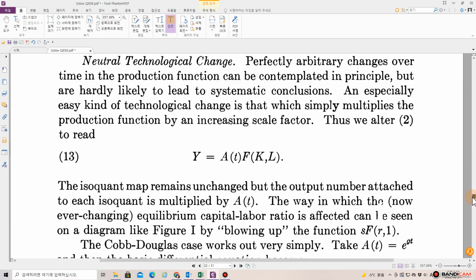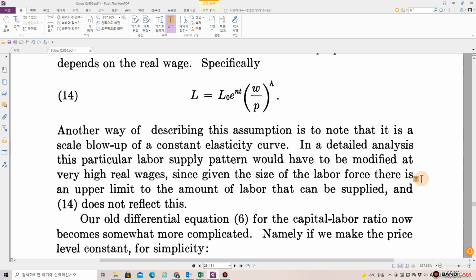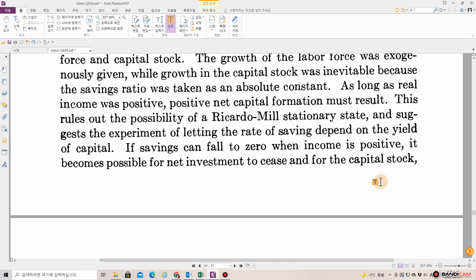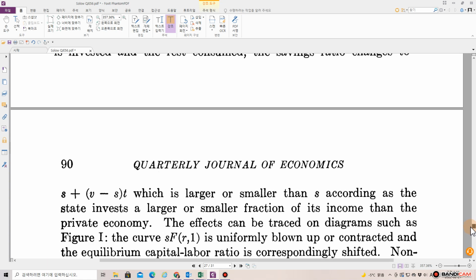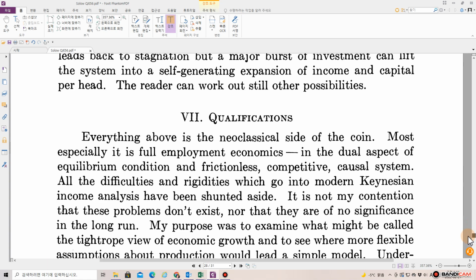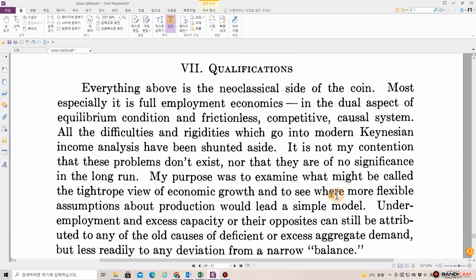Then we go down to the last part, qualifications. Everything above is the neoclassical side of the coin. Most especially, it is full employment economics. In the dual aspect of equilibrium condition and frictionless competitive causal system, all the difficulties and rigidities which go into modern Keynesian income analysis have been shunted aside.